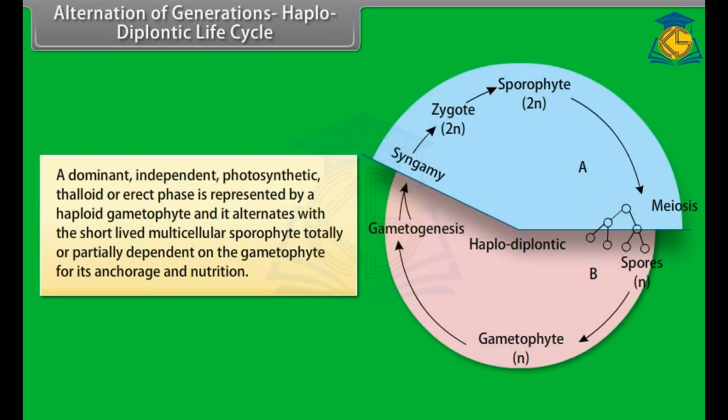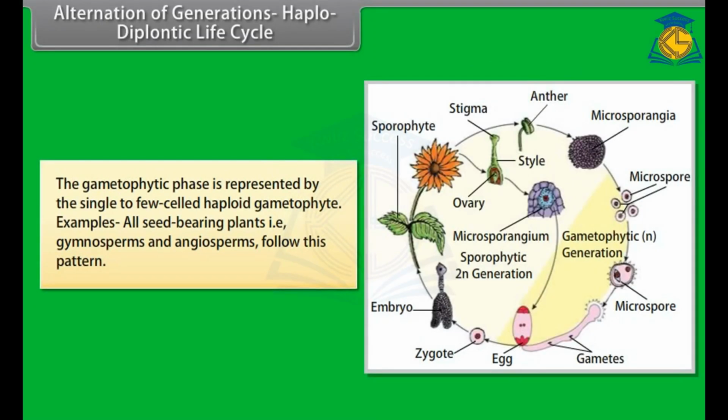A dominant, independent, photosynthetic, thalloid or erect phase is represented by a haploid gametophyte, and it alternates with the short-lived multicellular sporophyte totally or partially dependent on the gametophyte for its anchorage and nutrition. The gametophytic phase is represented by the single to few-celled haploid gametophyte. Examples: all seed-bearing plants, that is, gymnosperms and angiosperms, follow this pattern.